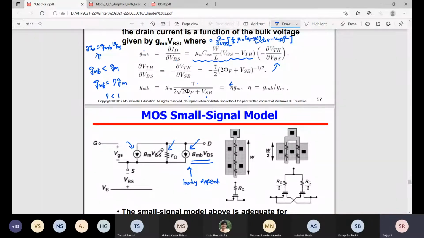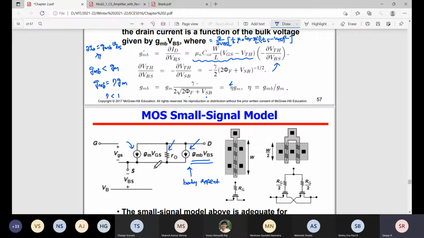So you can see GM and GMB are in the same direction. For GM, the applied voltage is VGS. For GMB, the applied voltage is the body to source voltage. Fine. So this is a small signal model without capacitances. We didn't add any capacitance. This is simply a static model, without considering any capacitance effect.